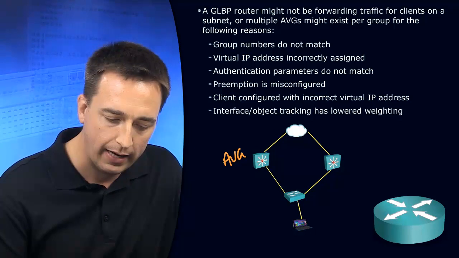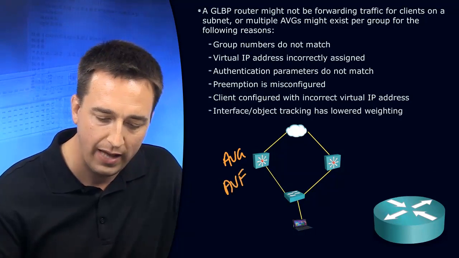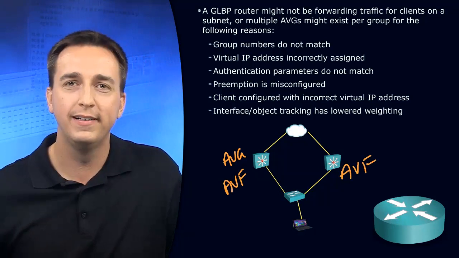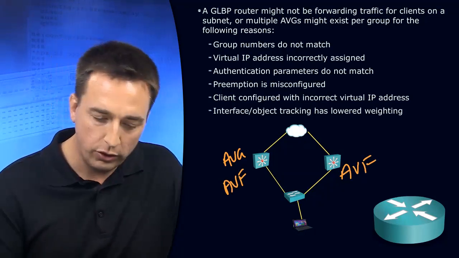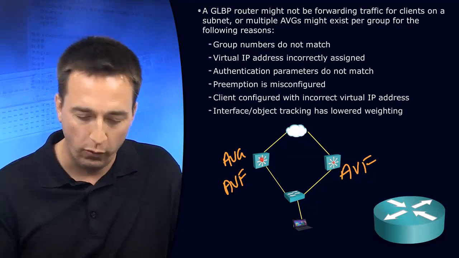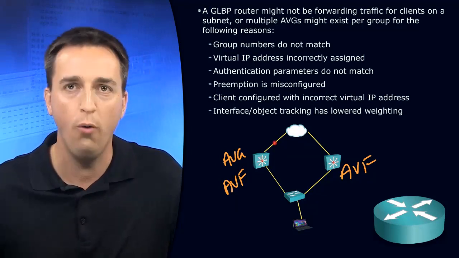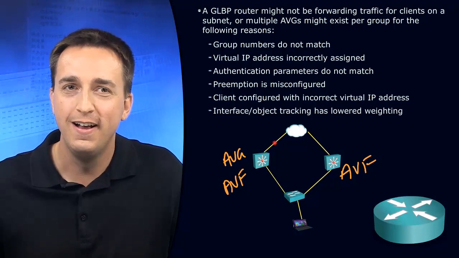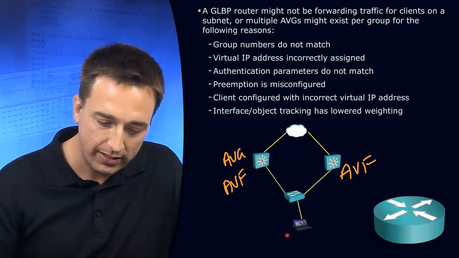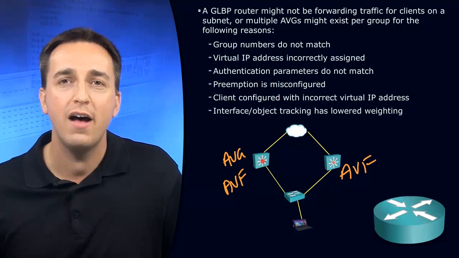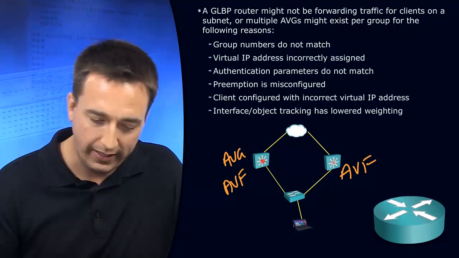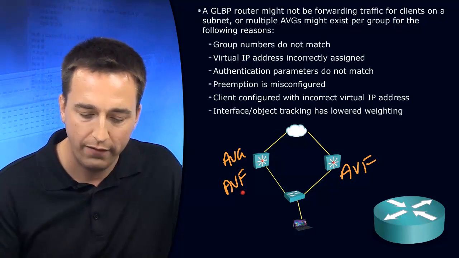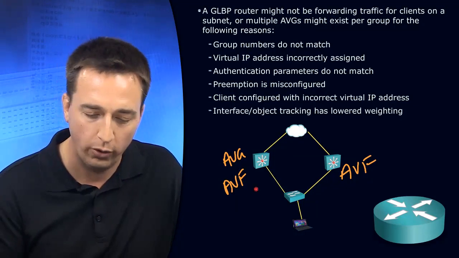What object tracking is necessary for is the AVFs, the active virtual forwarders. Why? Well, do I want this to be an active virtual forwarder if this link fails? No, not at all. Not at all. Because if the clients send traffic to that AVF, it gets dropped because it can't forward the traffic on. So object tracking is for the AVFs, the active virtual forwarders.